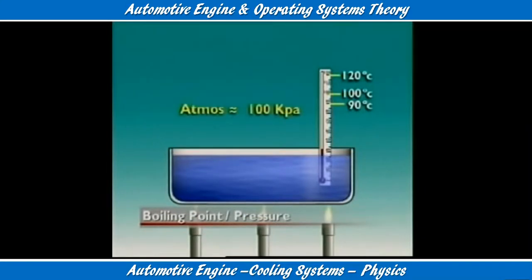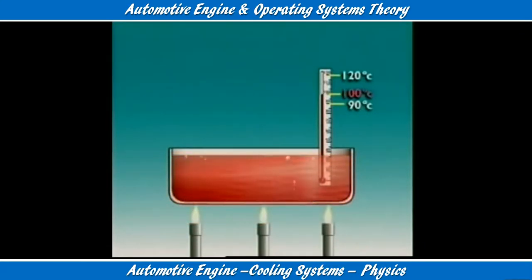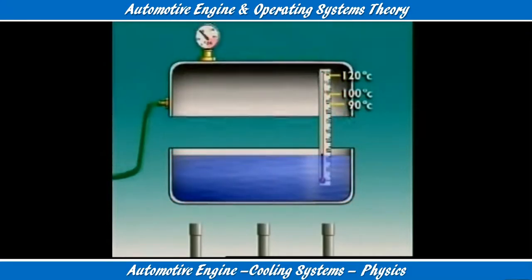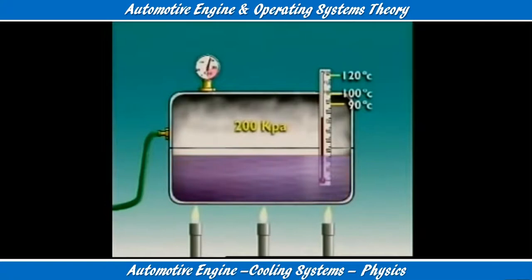This water is open to the atmosphere, or at atmospheric pressure. It is heated and it boils. The thermometer shows its boiling point. Now the water is put under pressure, higher than atmospheric pressure. It's heated and it boils at a higher boiling point.